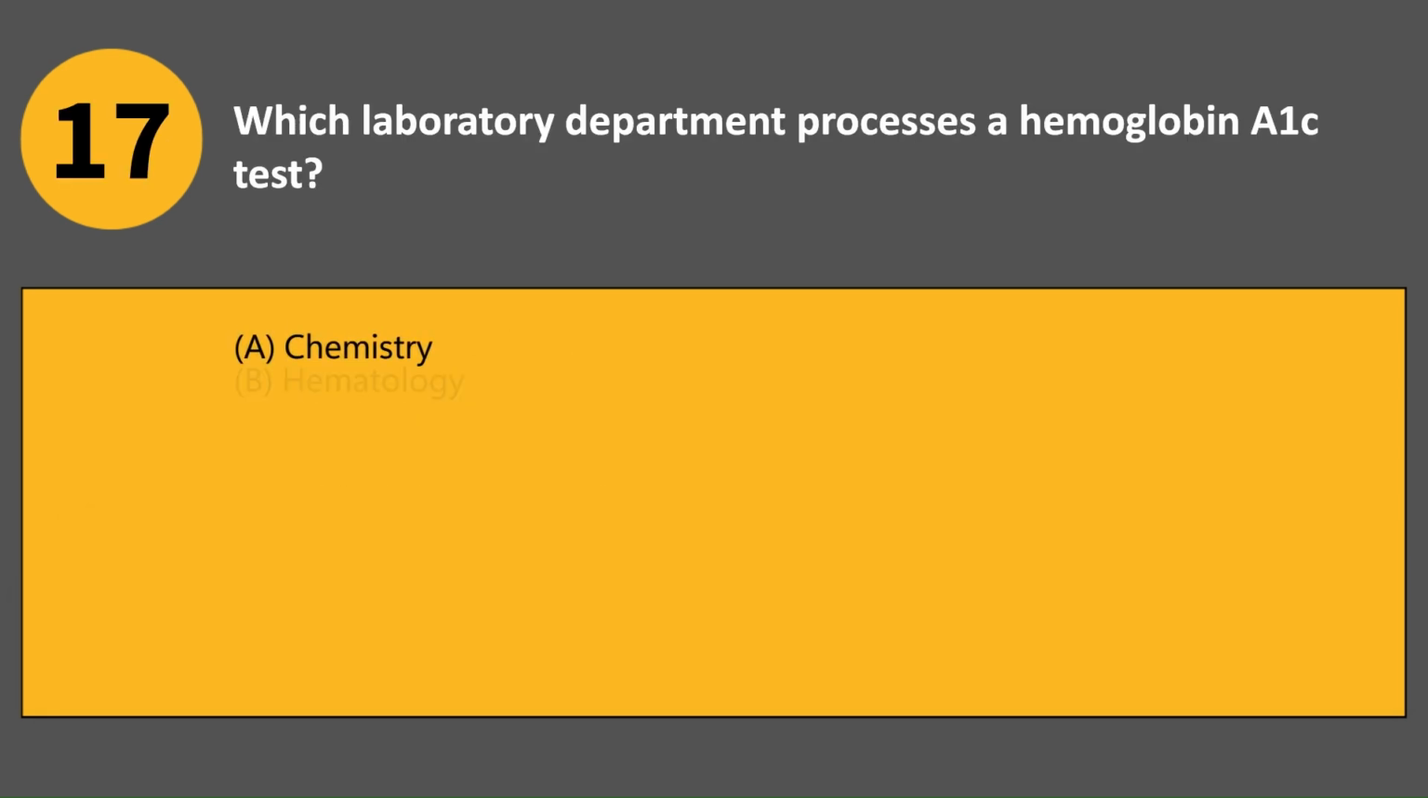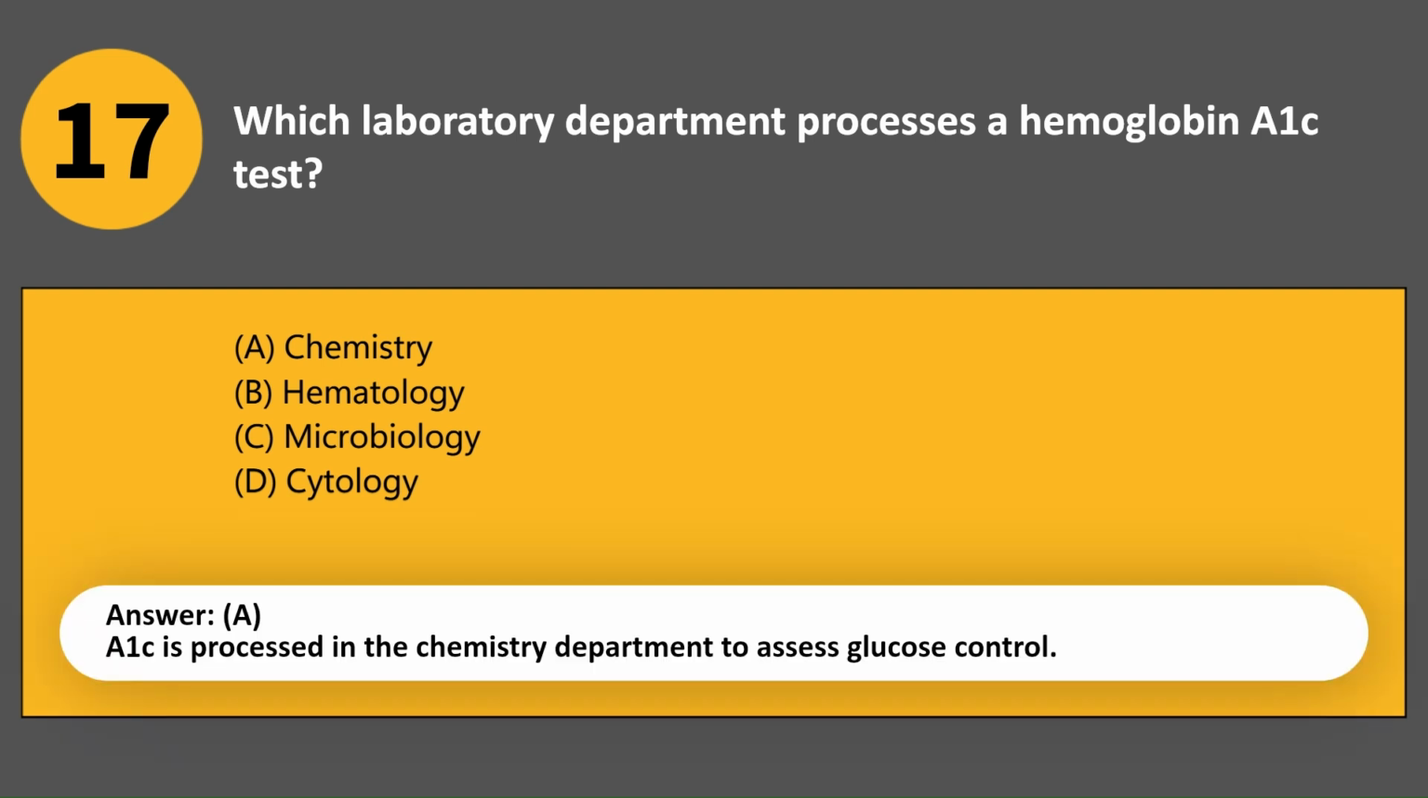Which laboratory department processes a hemoglobin A1C test? A. Chemistry. B. Hematology. C. Microbiology. D. Cytology. Answer, A. A1C is processed in the chemistry department to assess glucose control.